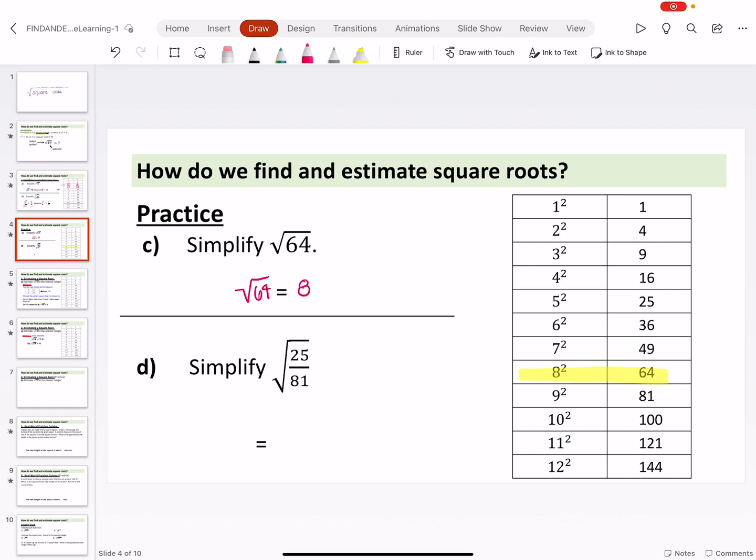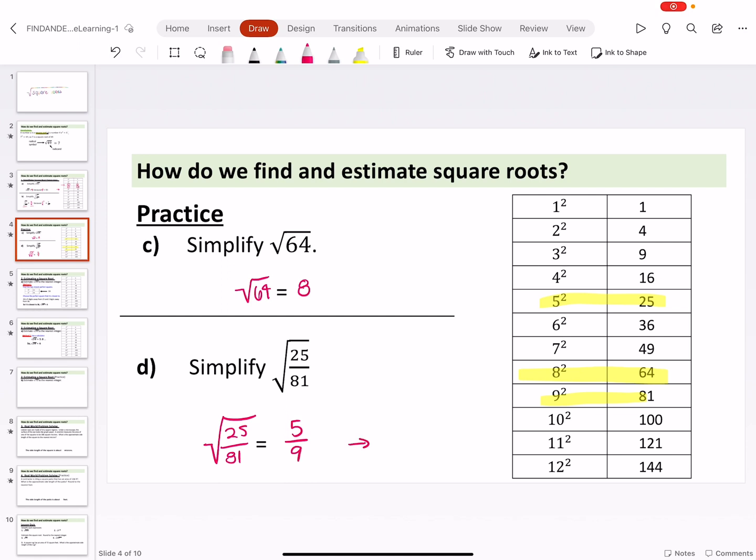All right, and then simplify the square root of 25 over 81. Again, if you have a fraction, if those individual pieces are also perfect squares, so although 25 over 81 is not a perfect square, 25 is a perfect square, and 81 is a perfect square. So therefore, the square root of 25 over 81 is equal to 5 over 9.